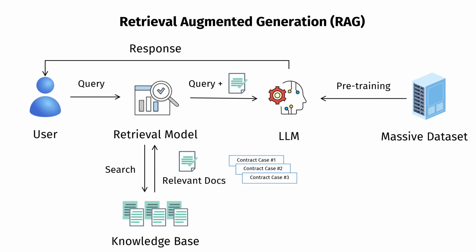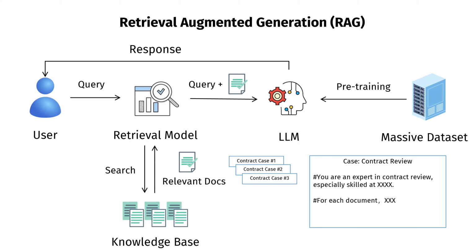This is a general process of RAG. Let's break down this process step by step. First, everything starts with you, the user. Imagine you have a question, maybe something complex, like needing advice on a legal contract. You input your query into the system, asking for specific insights.